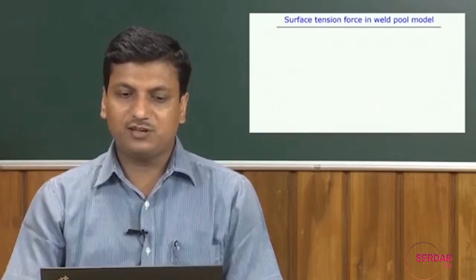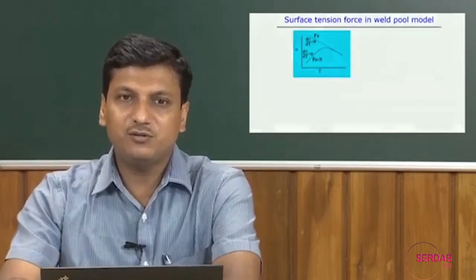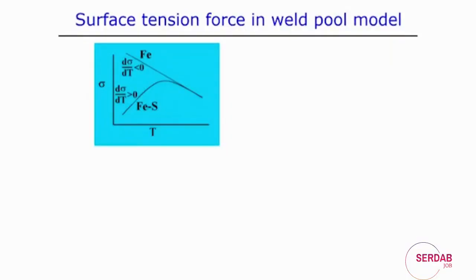We can further look into this and present surface tension force versus temperature for these two cases. In the case of iron, it is represented by a simple negative slope, that means the slope is less than 0, which we can call the temperature coefficient of the surface tension. In the other case, the FeS system.